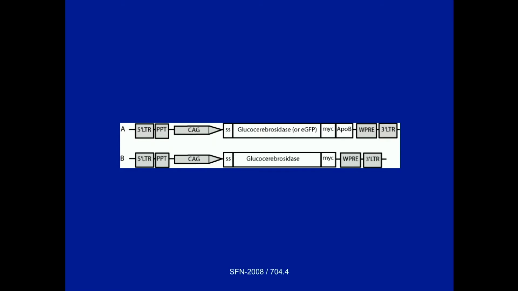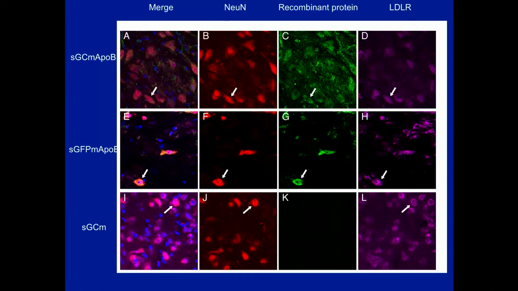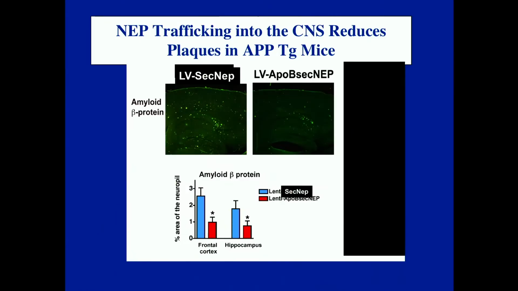And shown here is the way to do that: we have an ApoB protein, which we made in a lentiviral vector, and put it in the liver, the protein was secreted and crosses the blood-brain barrier. Here's the calbindin-positive recombinant protein, LDL receptor, and here's the merge. So this is a very successful way of introducing a protein which can cross the blood-brain barrier. And we did this in a number of different ways.